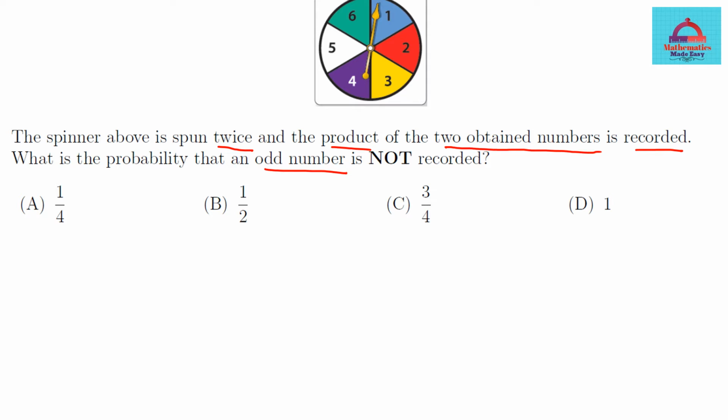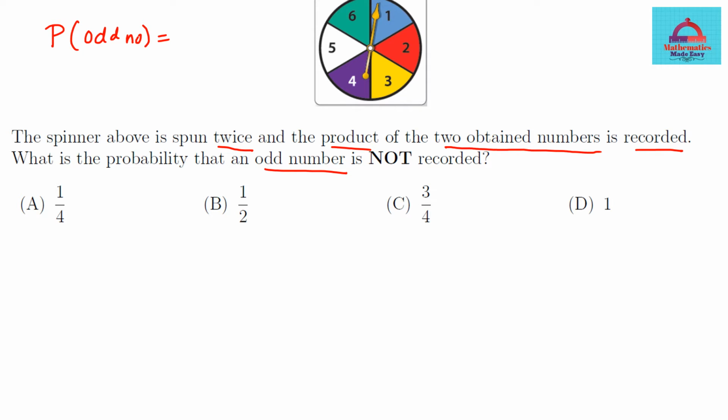So what are the options? The options are that it will be an even number. So that is possible if both the numbers which have come in the spinner are coming as even numbers, right? Because what is the probability that an odd number is not recorded? So let's find the probability that an odd number is recorded and then we'll take the complement to get the answer. So probability of getting an odd number, let's find.